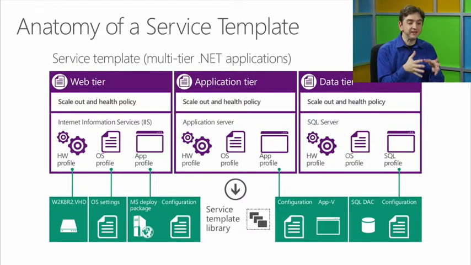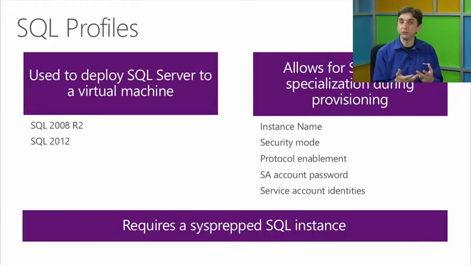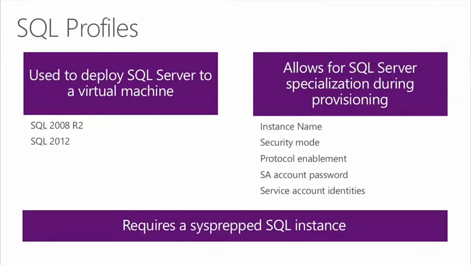Now, inside each of these tiers, we talked about the web tier, the application tier, and the data tier. Well, if we look at the data tier, we can create these things called SQL profiles. And a SQL profile allows me to specify for SQL Server 2008 R2 or for SQL Server 2012, what is the configuration, security mode, and all that information for that SQL Server environment.